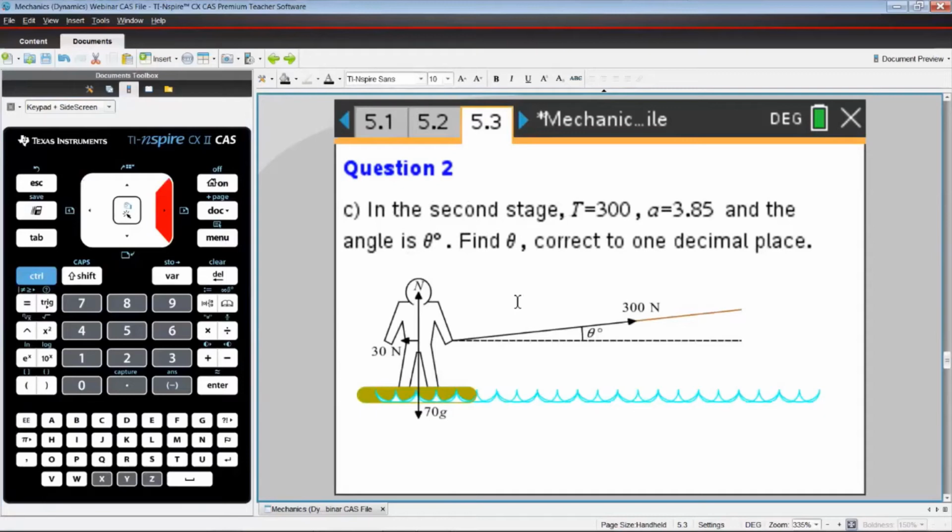So we've got roughly a similar diagram here, except that we now have 300 that's now fixed, it's known. The angle is not known, and everything else, and the acceleration is 3.5. So what we're going to do is work out a similar equation of motion, and then use that to solve for theta.